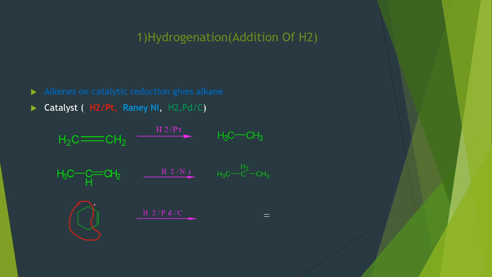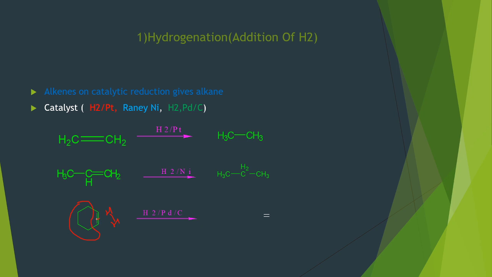We don't need to see this part. We just have to focus on the carbon-carbon double bond, as we have already seen in ethene and propene. We have to break this double bond, and now add a hydrogen atom here and also a hydrogen atom here.